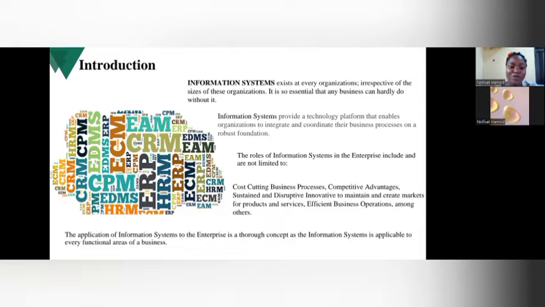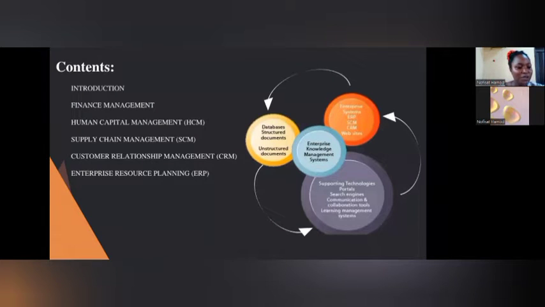The application of information systems to the enterprise is a thorough concept, as the information system is applicable to every functional area of the business. The divisions we can apply information systems to include financial management or asset management. We also have human capital management, then supply chain management, customer relationship management and enterprise resource planning.